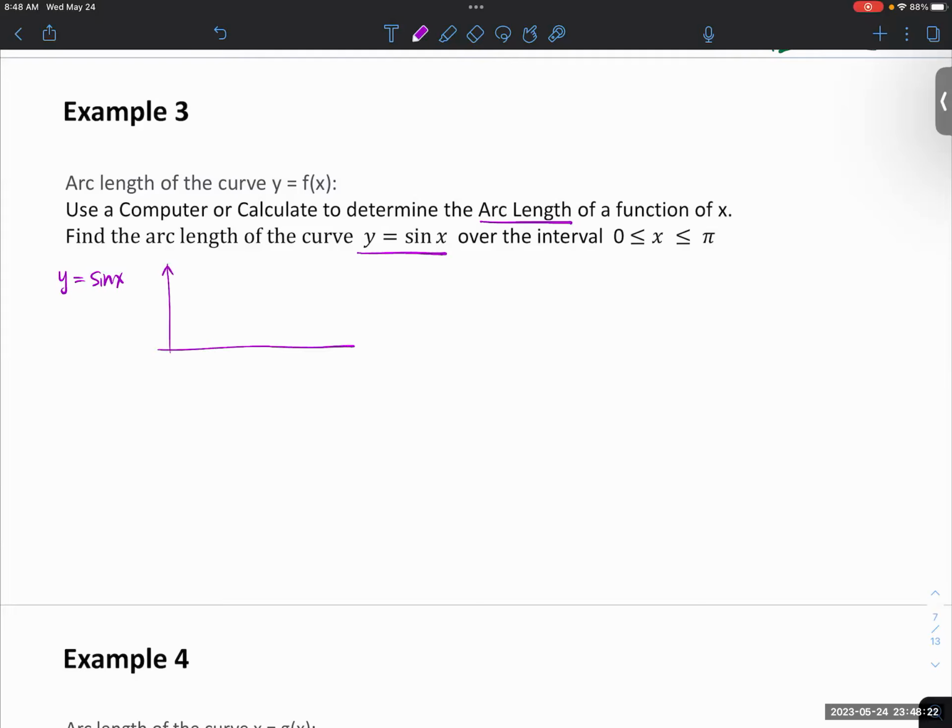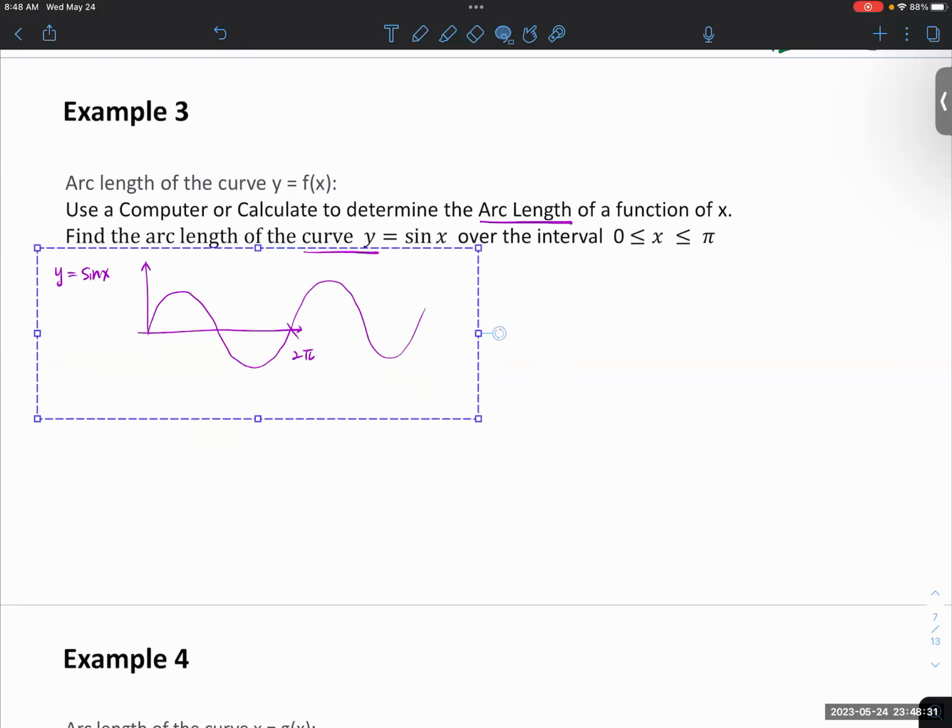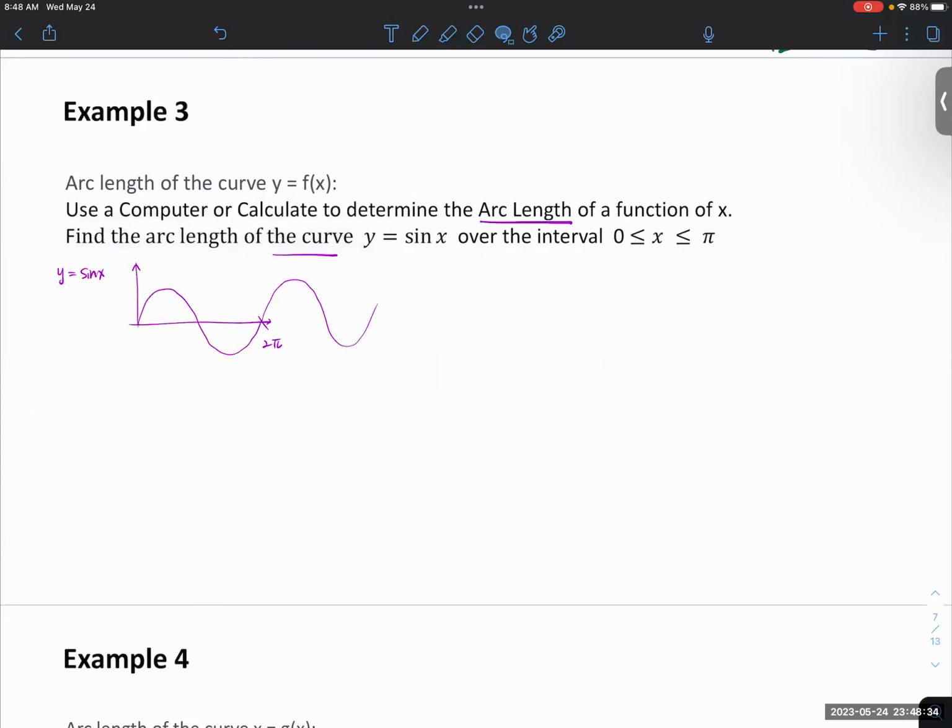If you go to decimal, it looks like that. Up and down, every 2 pi. Right? This is a sine function. And then they're looking for between 0 to pi. So this is pi. They're looking for the arc length of the sine function from 0 to pi. We got it, right? So this is the sine x. So we know f of x equals sine x in terms of the x variable.